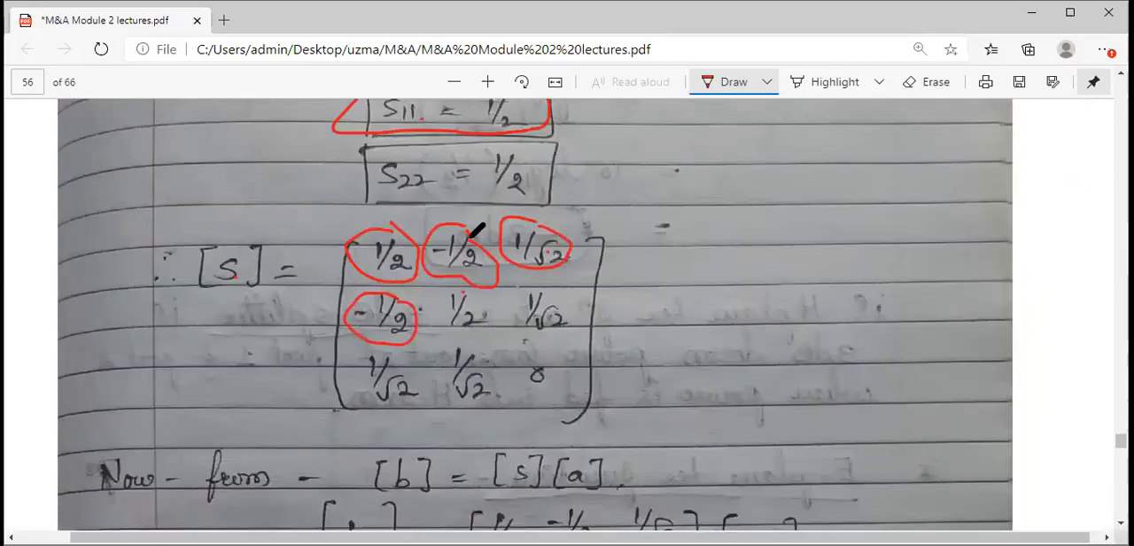S22, S11 and S22 both are equal. And S13, which is 1 by root 2, sorry, 1 by root 2, okay. S13, S13 and 0. So we have found the S matrix for H-plane T-junction.